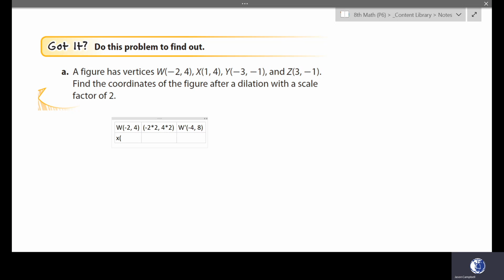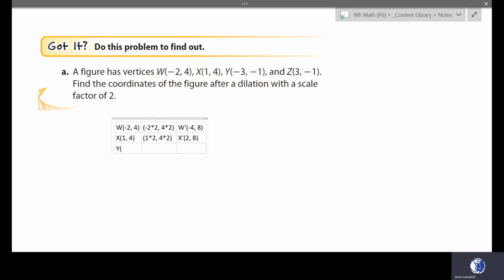For X, my coordinates were 1, 4. So I'm going to do 1 multiplied by 2 and 4 multiplied by 2 to get my X prime coordinates, which are going to be 2 and 8.